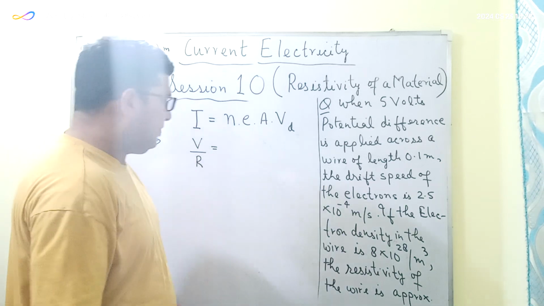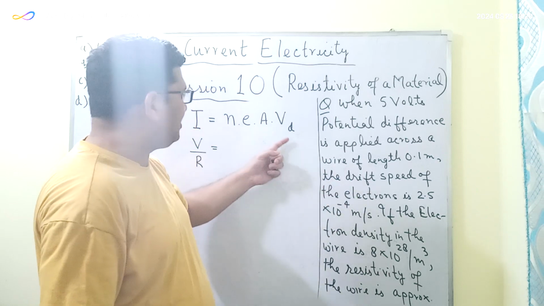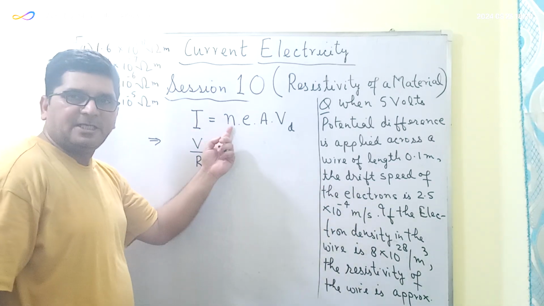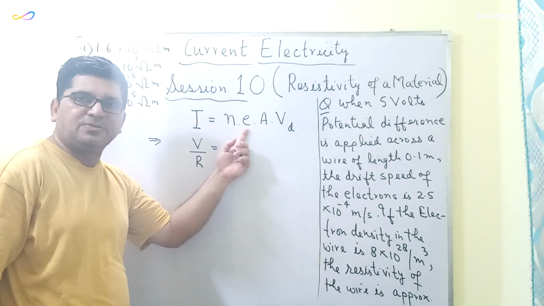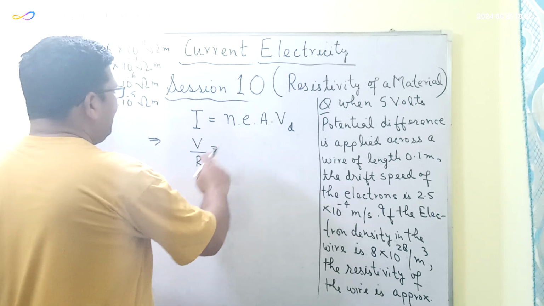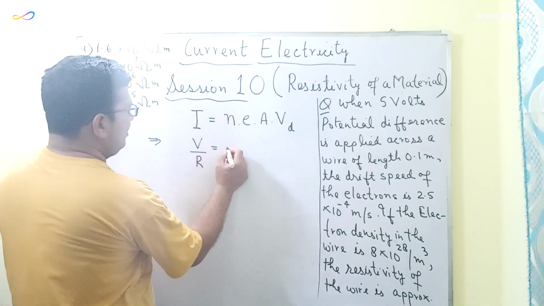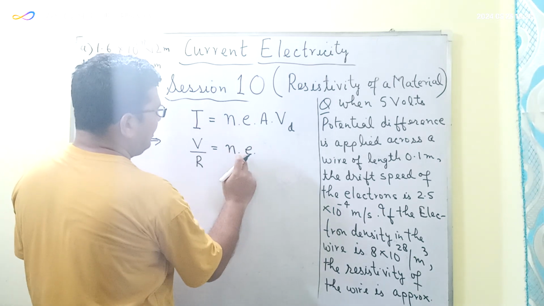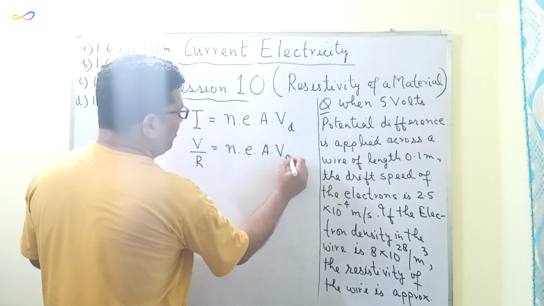If you can see in this question, the drift speed is already given to us. The electron density, that is N, is also given to us. E is known to us, that is 1.6 into 10 to the power minus 19 coulomb. So the values of E, N and Vd are given to us.